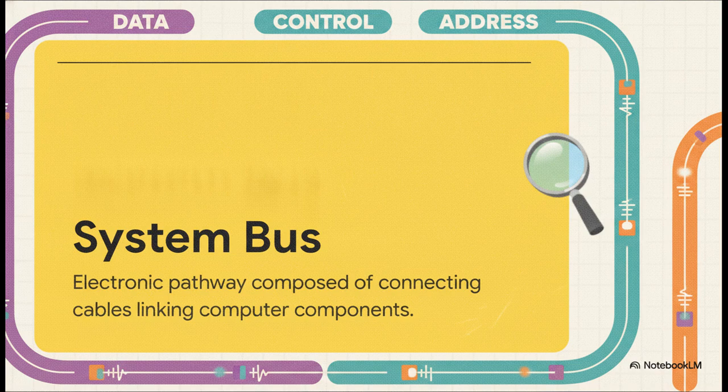Okay, but how does the brain actually talk to the rest of the computer? Well, it uses the system bus. It's basically this high-speed electronic highway of connecting cables. And notice how this highway has 3 dedicated lanes. The data bus carries the actual files and info. The control bus carries the manager's instruction signals. And the address bus, that carries the exact memory coordinates, so the system knows exactly where the data is supposed to go. It's all about total synchronization.